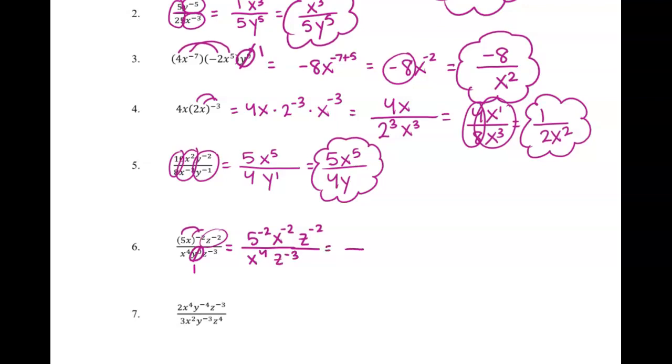Okay, let's keep going. So 5 to the negative 2nd, put it on the bottom.